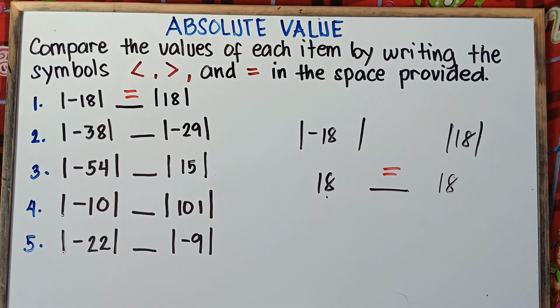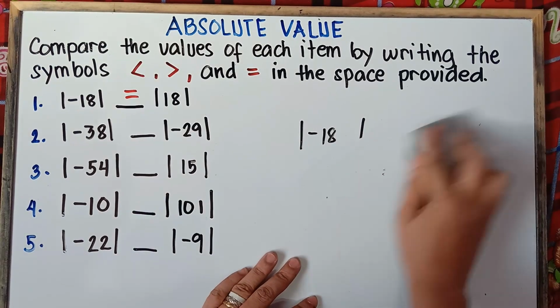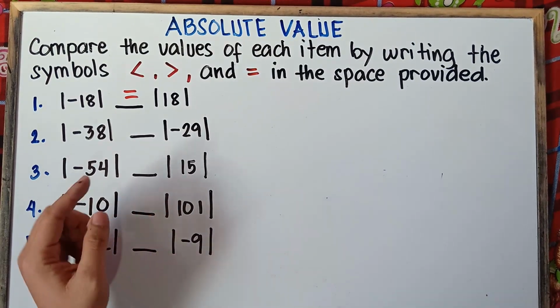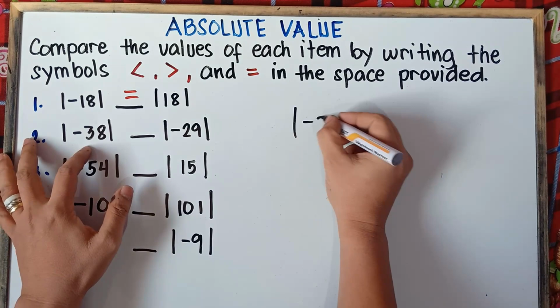Very easy, right, for number 1? So let's have another example. Number 2, absolute value of negative 38.